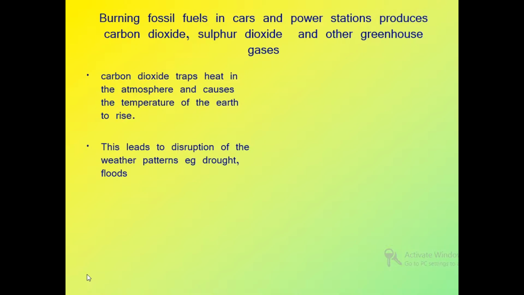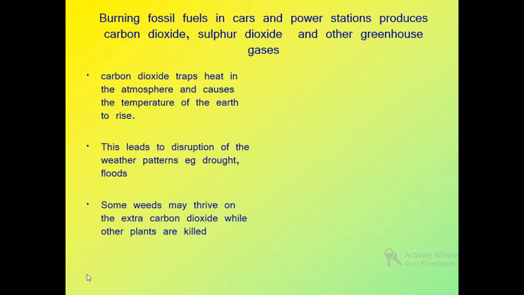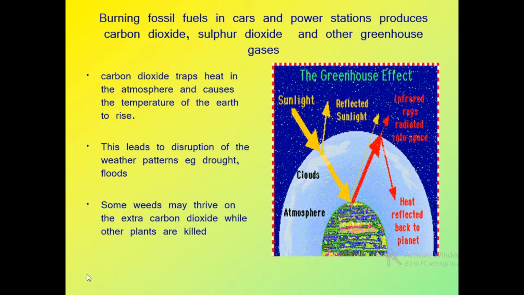This leads to disruption of weather patterns, like drought and flood. Some weeds may thrive on the extra carbon dioxide while other plants are killed. You will see the greenhouse effect when heat is trapped in the atmosphere. Reflected sunlight is refracted and the rays radiate into space, but it is not radiated properly due to the concentration of the greenhouse gases.